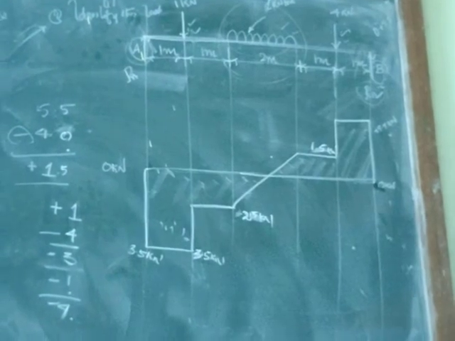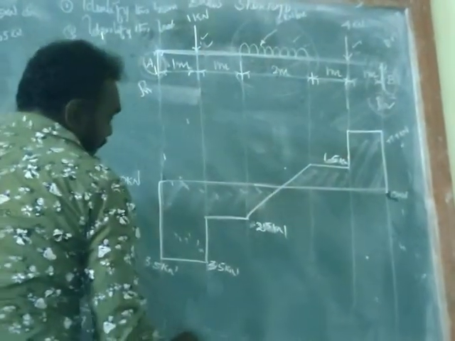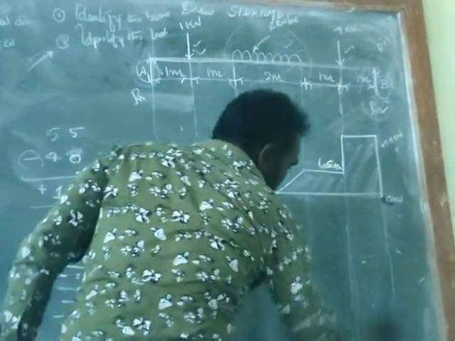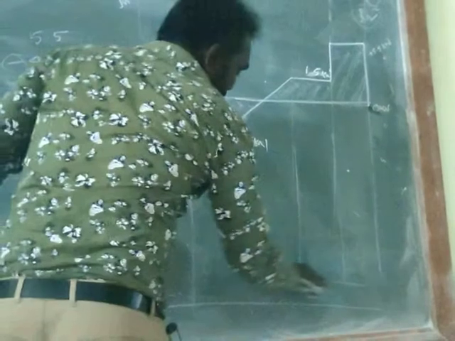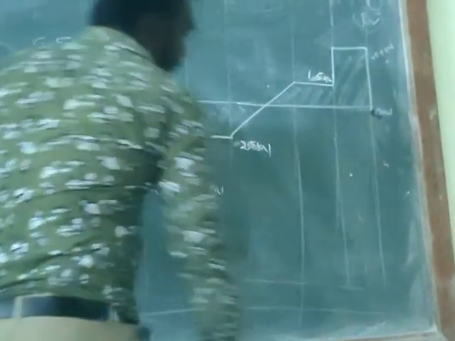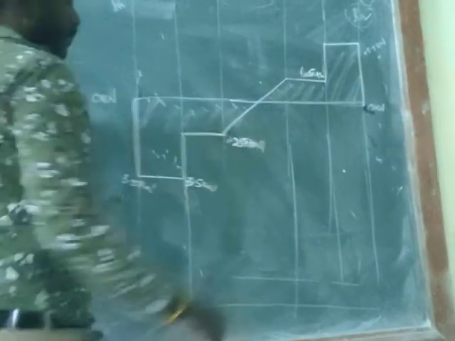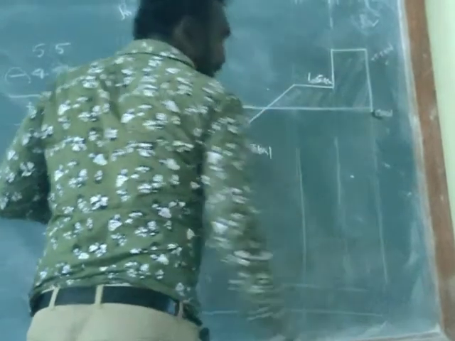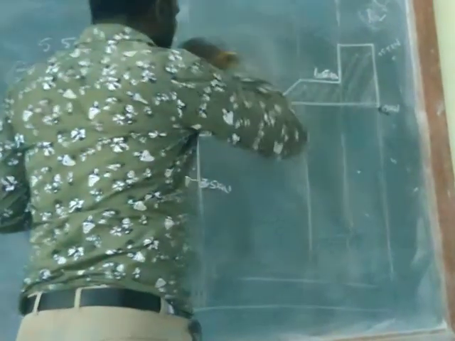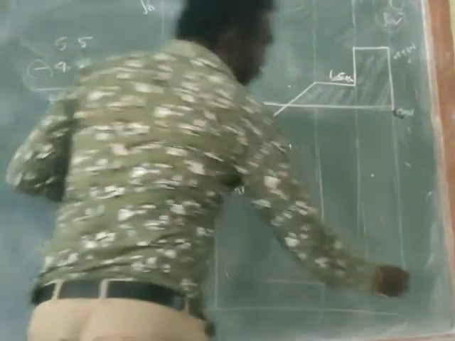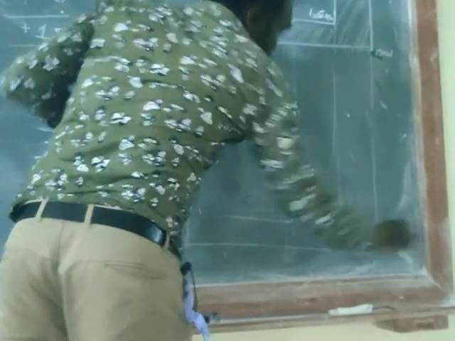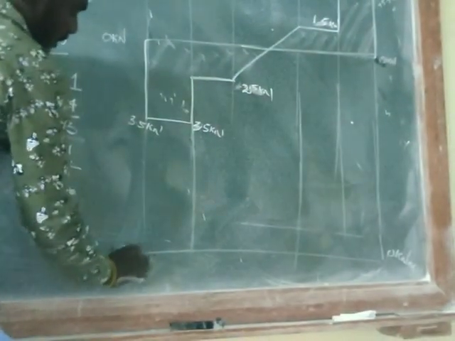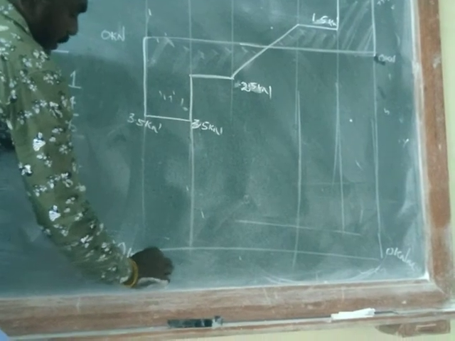Next, we are going to calculate the bending moment. This is the shear force diagram. Next, we are going to draw the bending moment diagram. For the bending moment diagram, we start from the right side onwards, similar to the shear force diagram. Now, here it is 0 kilonewton meter. Similarly, here also it is 0 kilonewton meter.